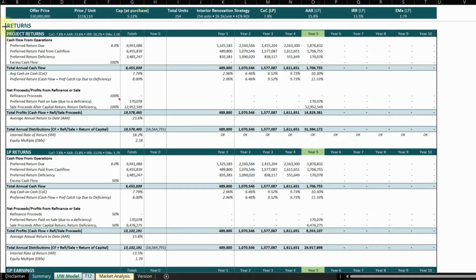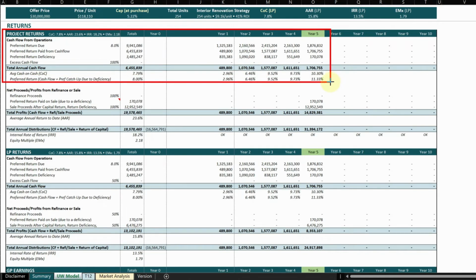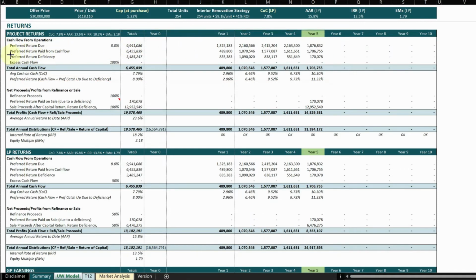So the top section is really just the project level returns. In that first section, you're going to see the cash flow from operations. This is just the cash flow that gets generated from the operations of the asset. This does not include any capital events. If we refinance or sell, it's not included in this number. And then if we have any excess cash flow, you're going to see it in the bottom line here, and you'll get to see the total annual cash flow.